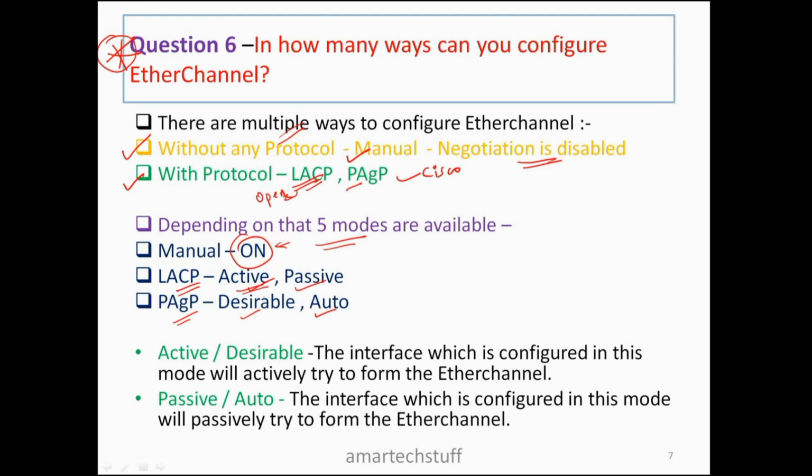Active means if the interface we have configured in this active mode, then that interface will actively try to form the EtherChannel. This is the same thing with PAgP desirable as well. It will actively try to form the EtherChannel, whereas if you're configuring it in passive, then it won't actively, but it will passively try to form the EtherChannel. And that is the same case with PAgP's auto mode. So active, passive in LACP, and desirable and auto in PAgP.